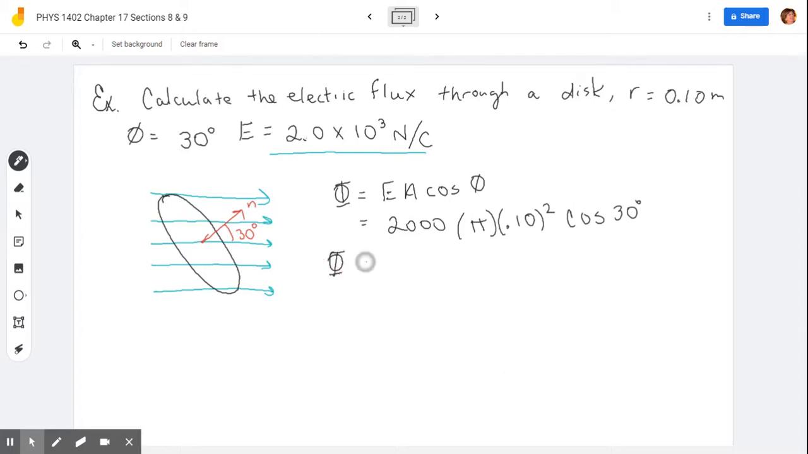Put it in a calculator, and I get 54 Newton meters squared per coulomb. Our units here, we didn't talk about units. Electric fields are newtons per coulomb, and then of course areas are meters squared. So our numerator is newtons times meters squared, our denominator is coulombs. So there is our electric flux.